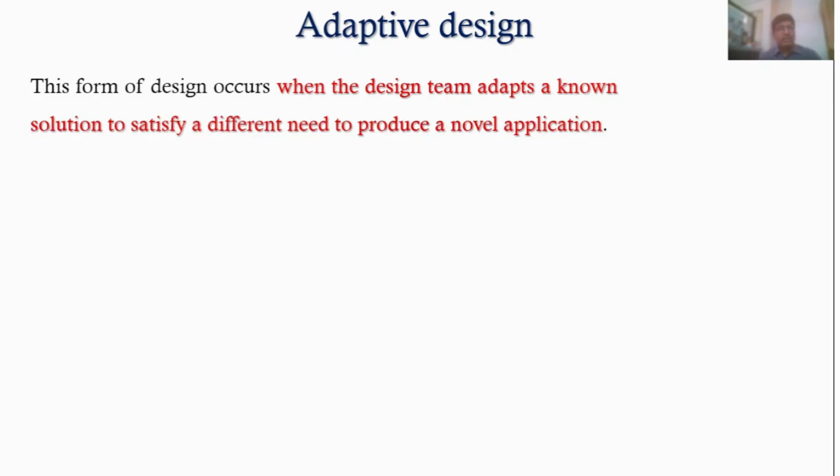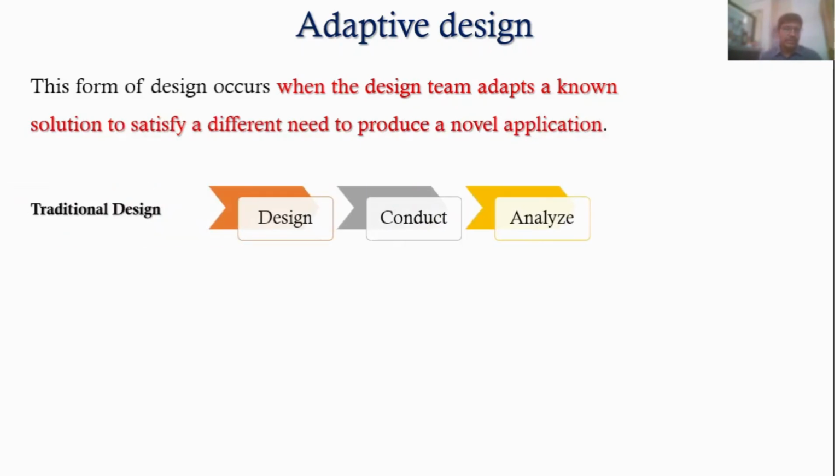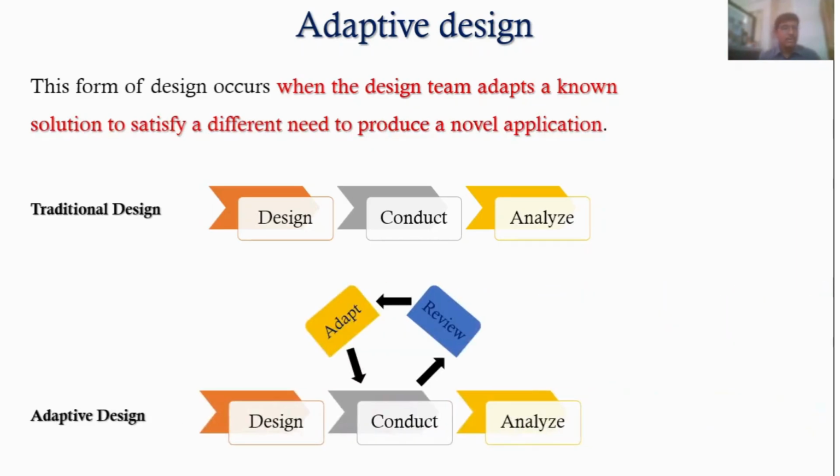So basically what is happening in adaptive design? In traditional design, we are just designing, then conducting and analyzing the use of the particular product, and we are just using it. But in adaptive design we go one step ahead. We design the product, and again we check and review where we can use the existing solution, and we apply the solution with respect to that product.